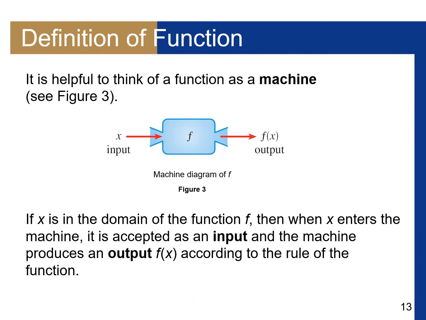So some people like to look at it as a machine. So here you have your input or your domain, and you put it into some kind of machine and you do something with it, and then out comes your product, and that's your output. So your domain is your input, your range is your output. So domain, input, and your range is your output.